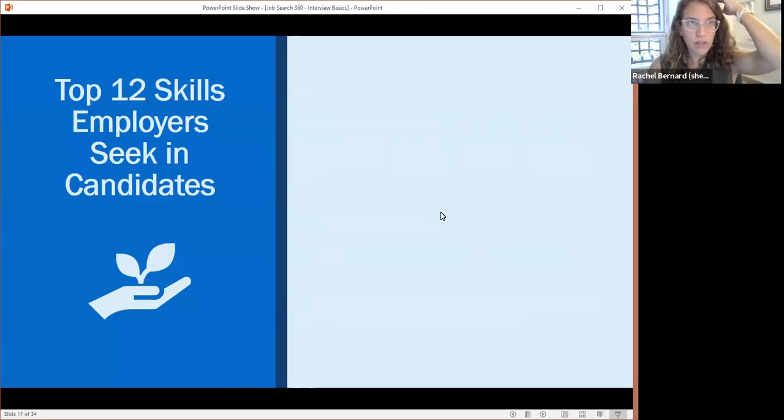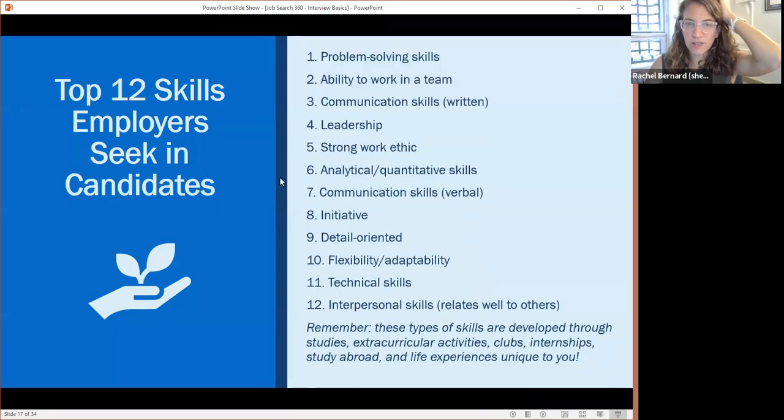So these behavioral interview questions basically all try to get at a skill or quality. According to surveys of employers, these are the top 12 skills that employers seek in job candidates: problem solving, teamwork, communication, leadership, work ethic, analytic or quantitative skills, initiative, detail-oriented, et cetera, et cetera.